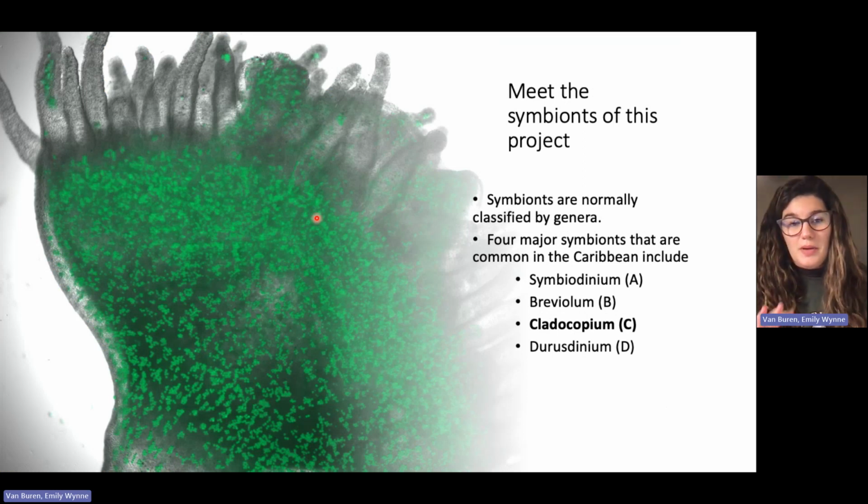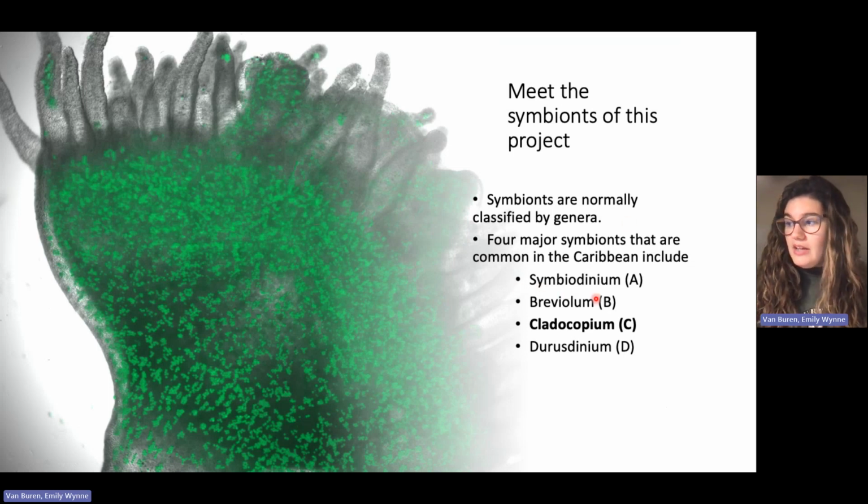Symbionts are normally classified by genera. In this study, you will only be looking at C, Cladocopium, the genera. But there are 4 major symbionts that are housed in the Caribbean for the most part. We know this from ITS2 sequencing, which is a population study based off the ITS2 band, so we know which individuals are being housed. And that's how we know that there are certain species that prefer one symbiont over the other.